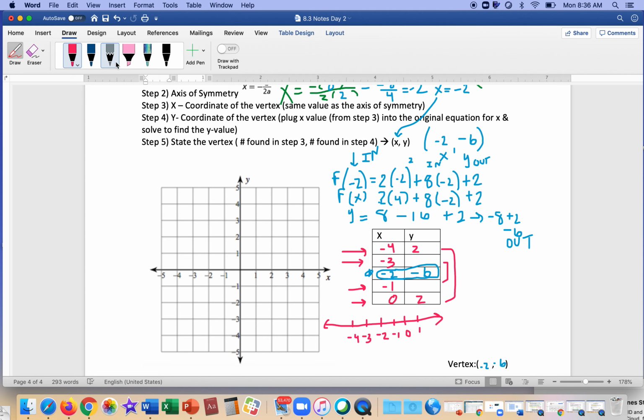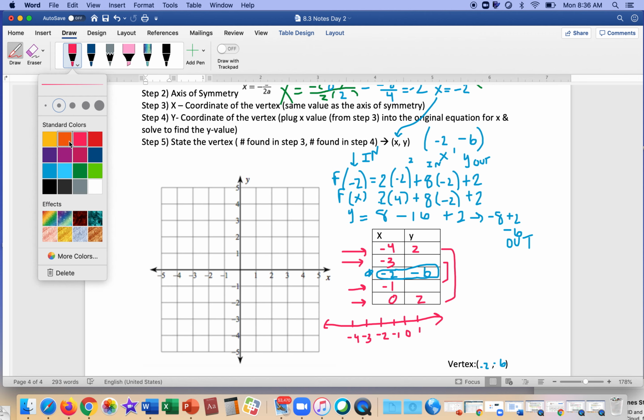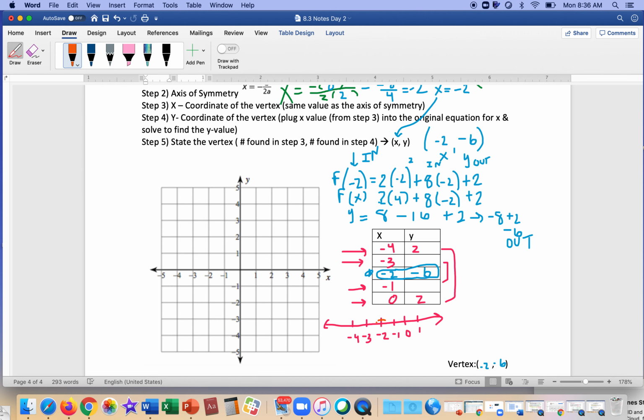And you can see that if I use a different color, if the x value negative 2 is the x-coordinate of my vertex, negative 3 and negative 1 are both 1 unit away. So negative 3 and negative 1 are going to have the same y value. You can see that negative 4 and 0 are both 2 units away, so their y value is going to be the same. It just happens to be that the y value is 2. It's not usually going to be that.